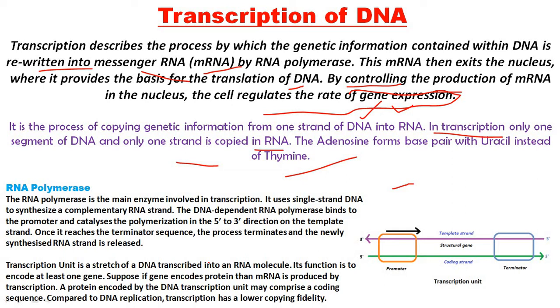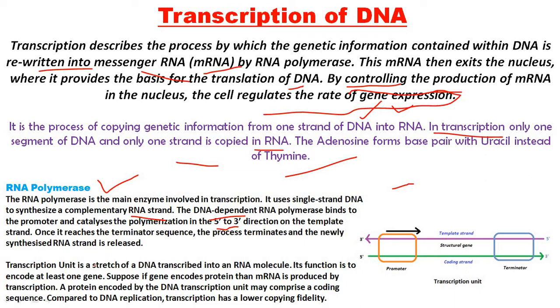An RNA molecule that is complementary to the mRNA is referred to as antisense mRNA. So what is RNA polymerase? The RNA polymerase is the main enzyme involved in the transcription. It uses the single strand DNA to synthesize a complementary RNA strand. The DNA dependent RNA polymerase binds to the promoter and catalyzes the polymerization in the 5' to 3' direction on the template strand. Once it reaches the terminator sequence, the process terminates and the newly synthesized RNA strand is released.